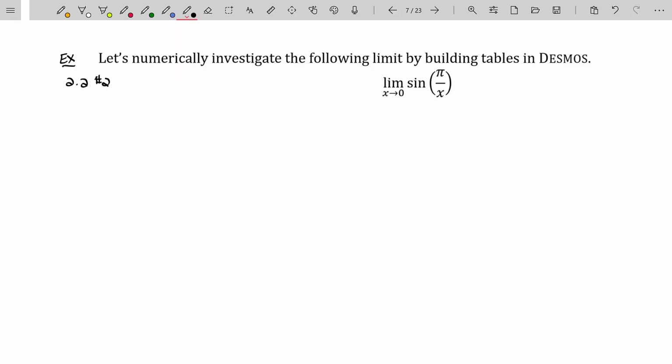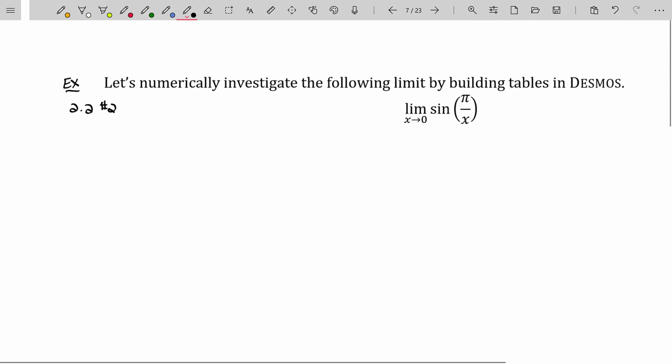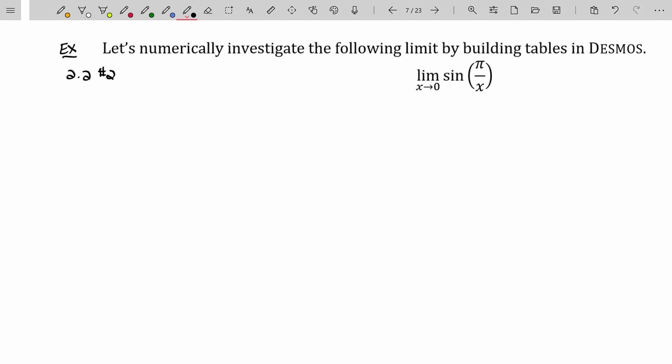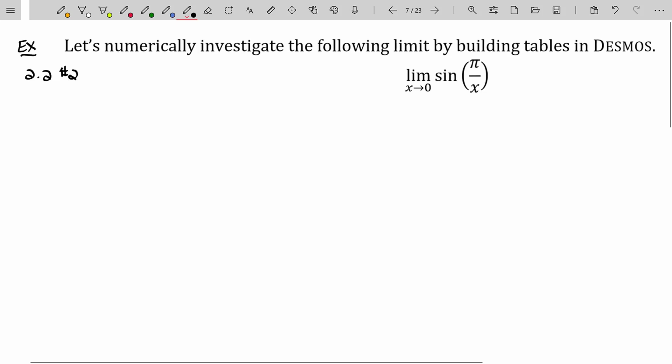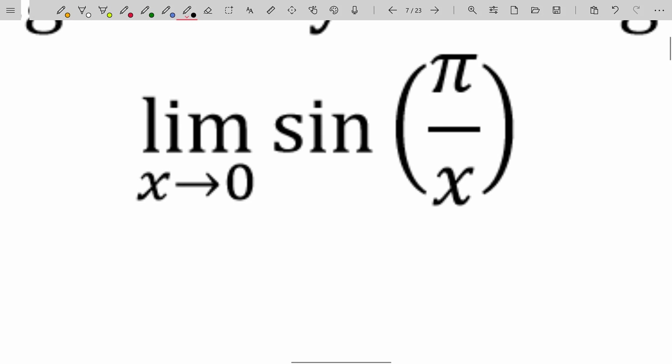Now, I'm not sure what happened on my printout of my PDF here, but it was supposed to be example 2.2 number 2, so I just wrote it in there by hand. Anyway, let's go ahead and hop back to Desmos because this is one of my favorite examples to do for a class if we were on ground. It is a really neat example, but let's go ahead and hop over to Desmos right now and look at the limit as x goes to 0 of sine of pi over x.